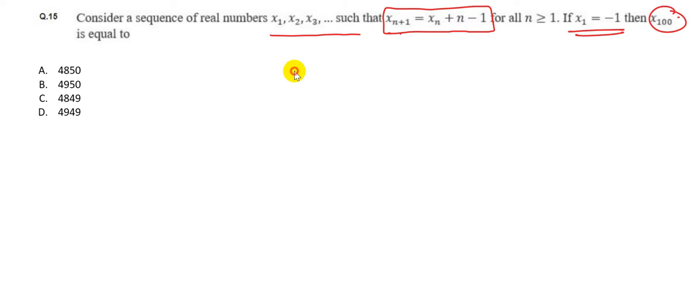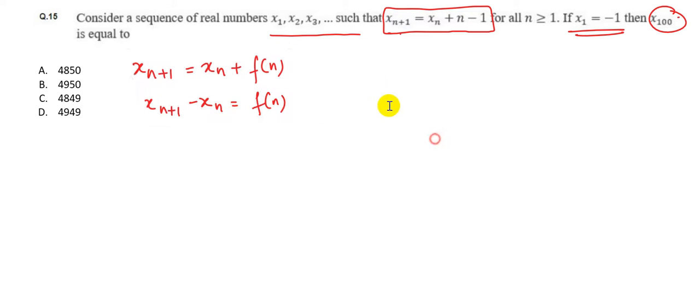Whenever we are given a relationship of the form xn plus 1 equals xn plus some function of n, then we write this as xn plus 1 minus xn equals that function of n, and then we put values of n starting from 1 up to whatever value is given. So we'll follow the same logic here. So here we have xn plus 1 minus xn equals n minus 1.